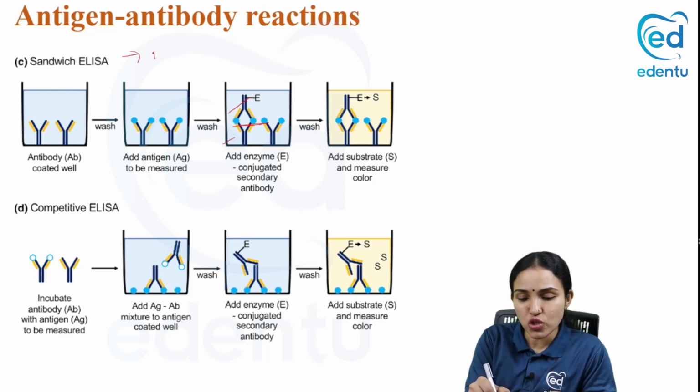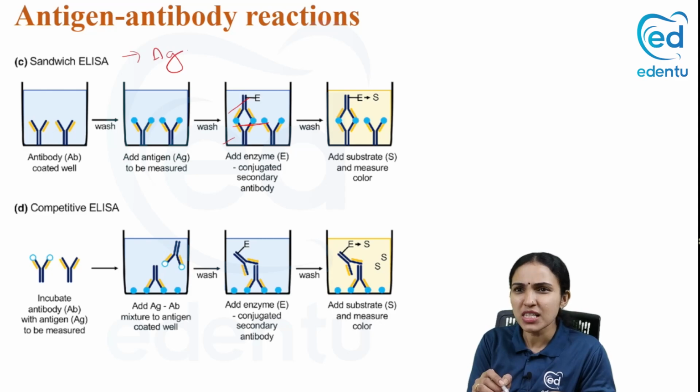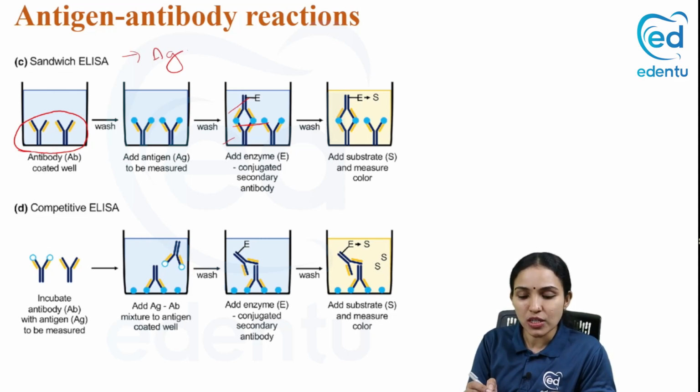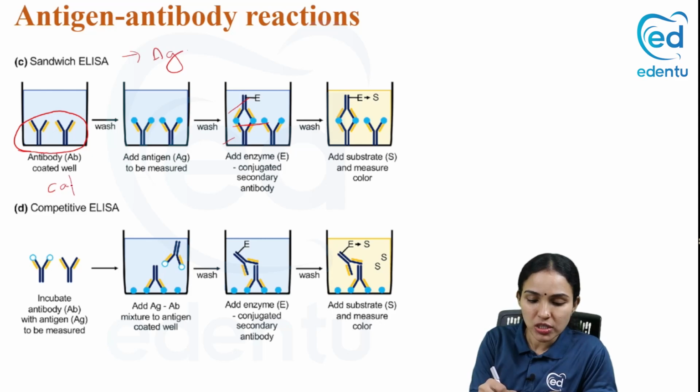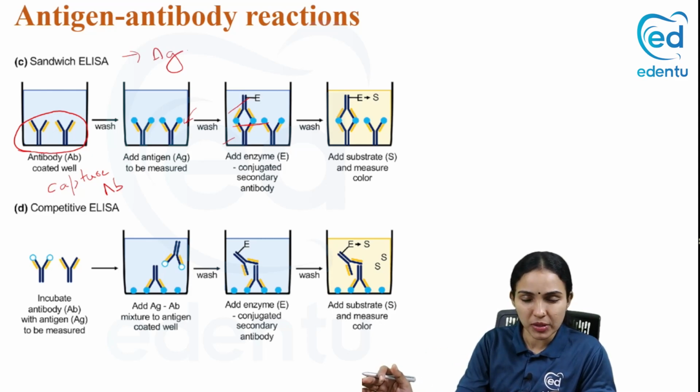So here most of the time we are going to detect the presence of antigen. In direct ELISA also you can detect antigen, but it's not that specific. To make it more specific, what you do is you coat the well with antibodies. Those antibodies are called capture antibodies because they are able to capture the antigens. Now you add the patient's serum. Serum contains a particular antigen. These capture antibodies will capture them. Then you wash it, so all the unbound antigens will be removed.